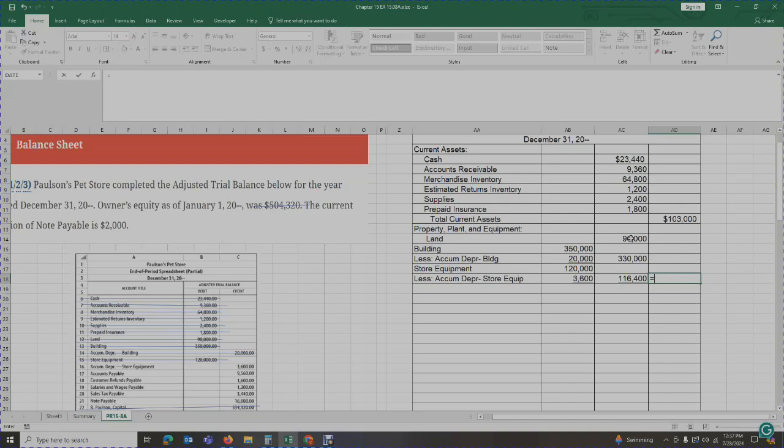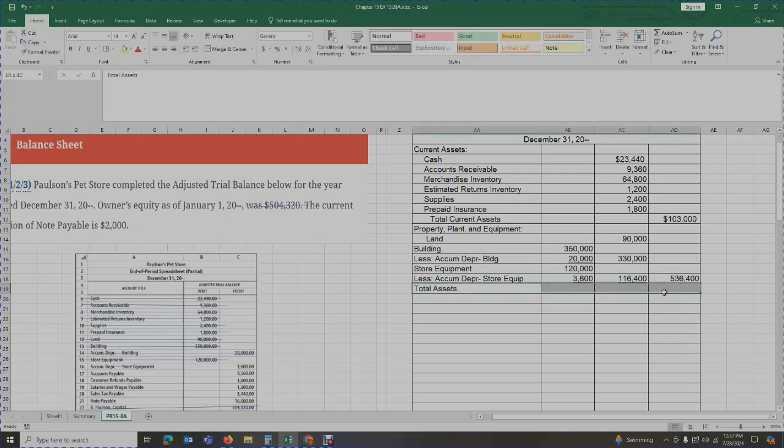So if we add those three numbers together, then that would give me a total of, let's see, equals the $90,000 of your land plus the $330,000 of your building plus the $116,400 of your store equipment. That's going to give you your total property, plant, and equipment of $536,400. Okay.